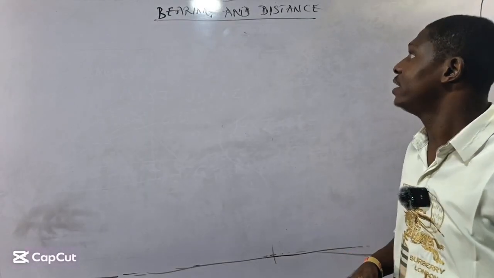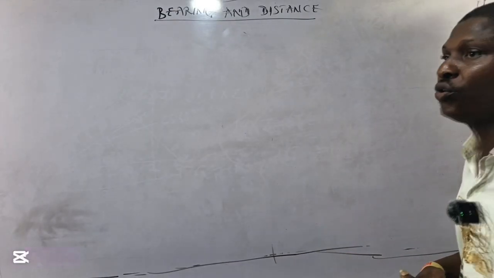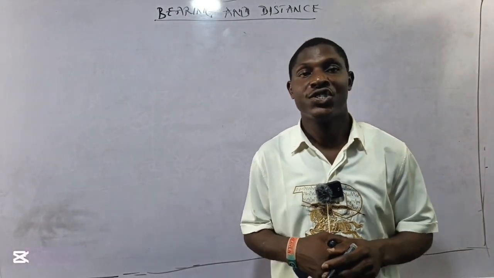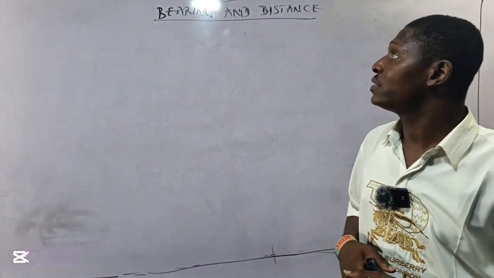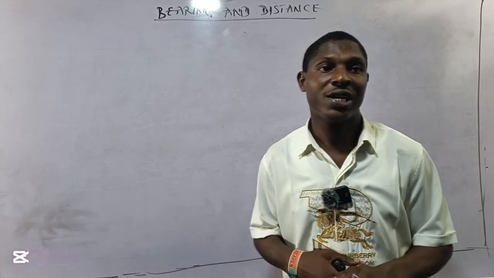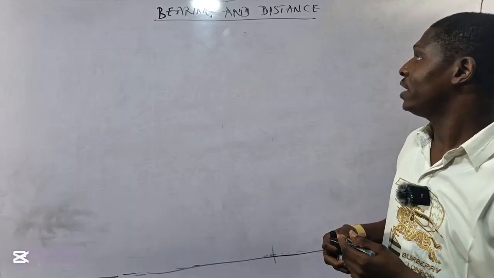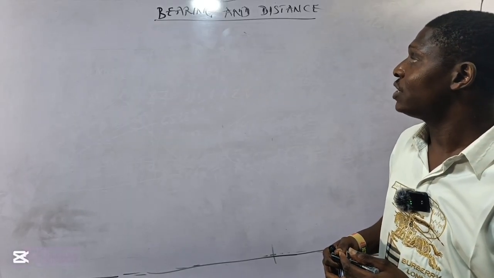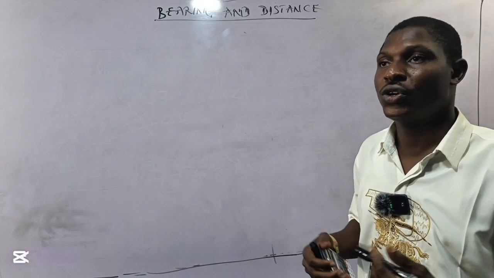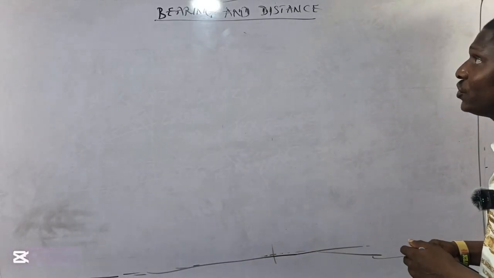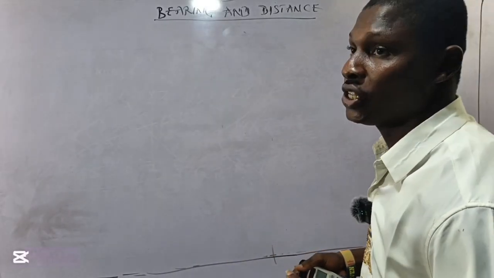Now we can enter bearing and distance fully, since we are done with SOHCAHTOA, we are done with Pythagoras theorem, we are done with sine and cosine rule and their application. We can now focus on bearing and distance, and bearing and distance has to do with the application of your understanding of sine rule, cosine rule, Pythagoras theorem, and even SOHCAHTOA.